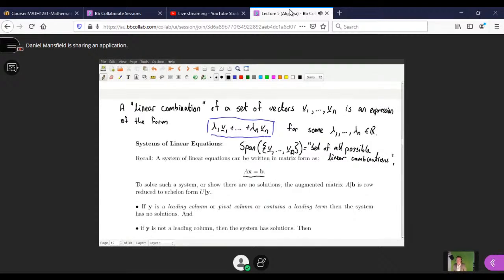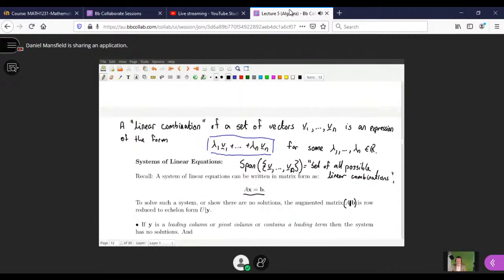To solve such a system, or show that there are no possible solutions, you take the A and the B and throw it in this augmented matrix, A with a little bar down the side here, like so, and you reduce it to what's known as row echelon form. Now we're just going to do a little taxonomy of all the different row echelon forms and what they tell you about the original equation.